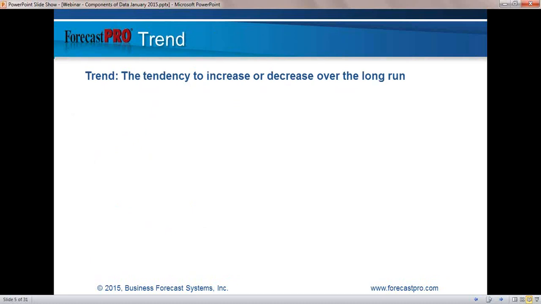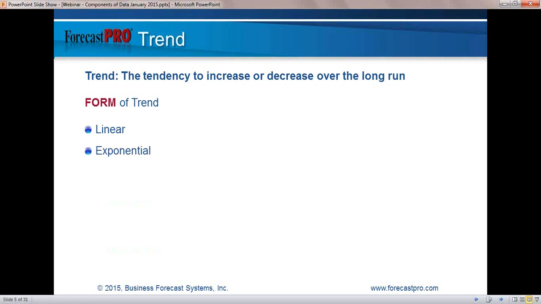So here's a definition for trend: the tendency to increase or decrease over the long run. So what we're talking about is upwards or downwards movement that is sustained and that needs to be forecasted. So the forecast will have either an upward or a downward trend to it. If we're forecasting a trend, it can take different forms. One form is linear, meaning a straight line. So I can forecast a straight line trend. You might do that with a ruler. What's our best fit line?